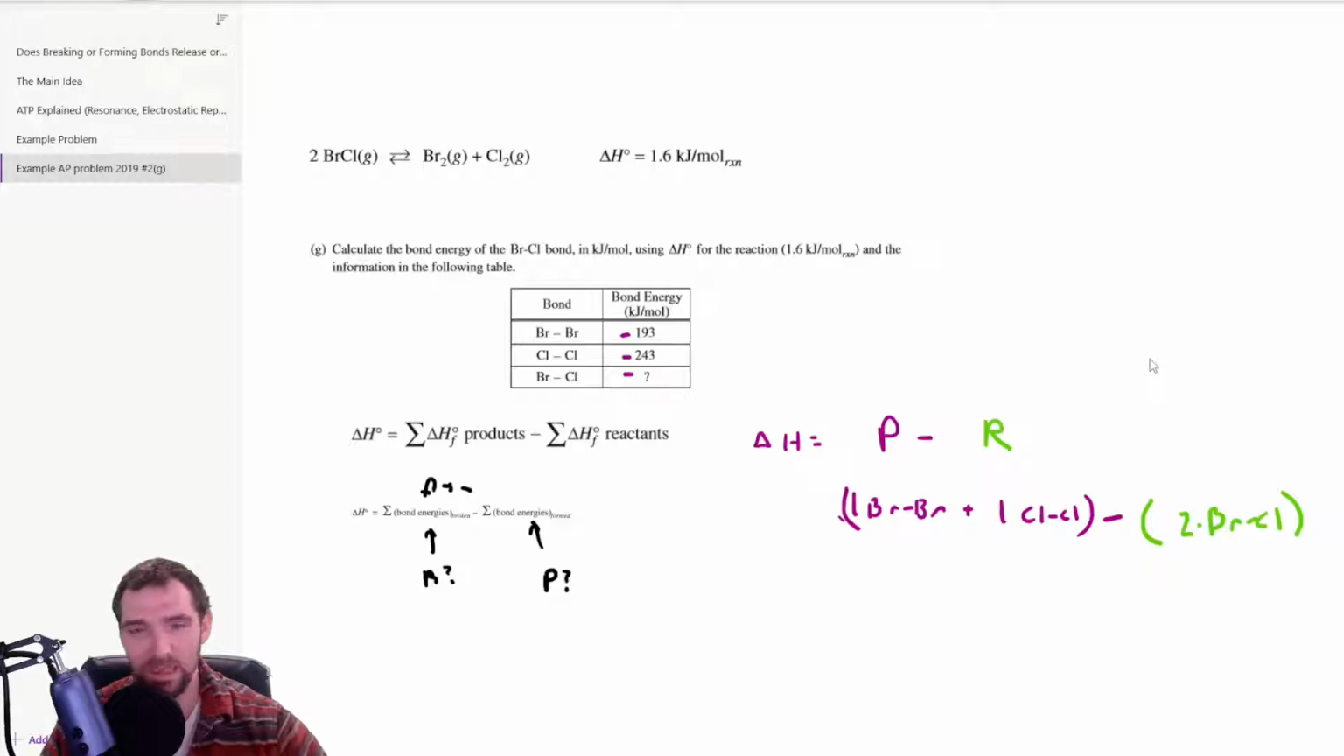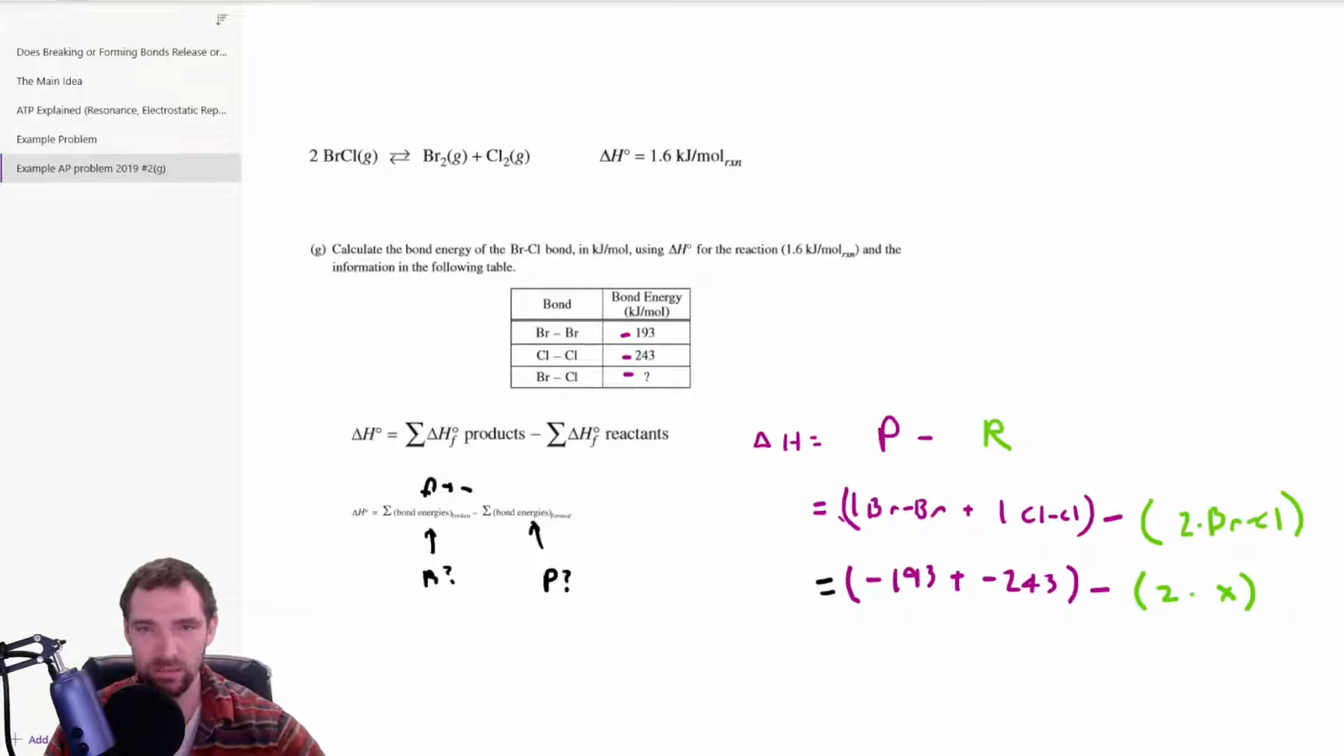we've got our products right here. And so our first one is the bromine, and we know that that is negative 193, and that's going to be added to a chlorine bond, which is negative 243. Okay, so that's our products, and then we're also going to subtract 2 times the BrCl, which I think is our variable that we're trying to solve for in this problem. They haven't given us this one, but we do know the amount of energy in the difference between the 2 sides.